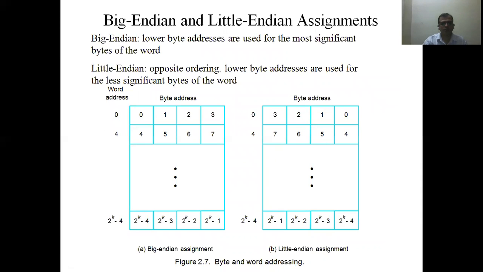So next one is the big endian and little endian assignments. So what happens in the case of big endian? Here the lower byte addresses are used for the most significant byte, that is the MSB of the word. So in the big endian, the lower byte addresses are used for MSBs, whereas in the little endian it is the opposite. So the lower byte addresses are used for the LSB, that is the least significant byte. So this is the diagram which represents the big endian and the little endian.